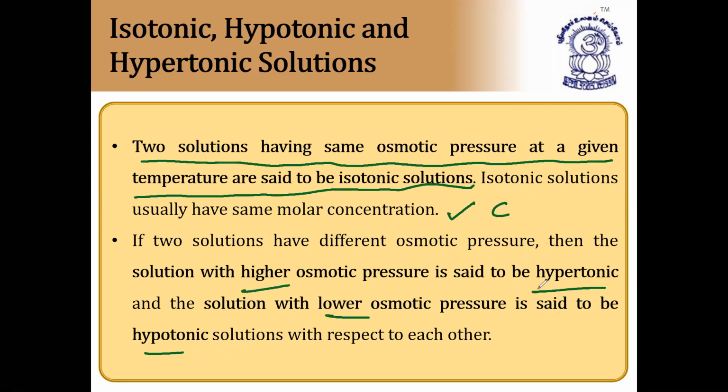Again, I'm repeating. If two solutions have different osmotic pressure, then the solution with higher osmotic pressure is said to be hypertonic, and the solution with the lower value of osmotic pressure is said to be hypotonic with respect to each other. So what are isotonic solutions? The solutions whose osmotic pressure is the same at a given temperature are said to be isotonic solutions. So for isotonic solutions, pi is the same for both the solutions, that is osmotic pressure.